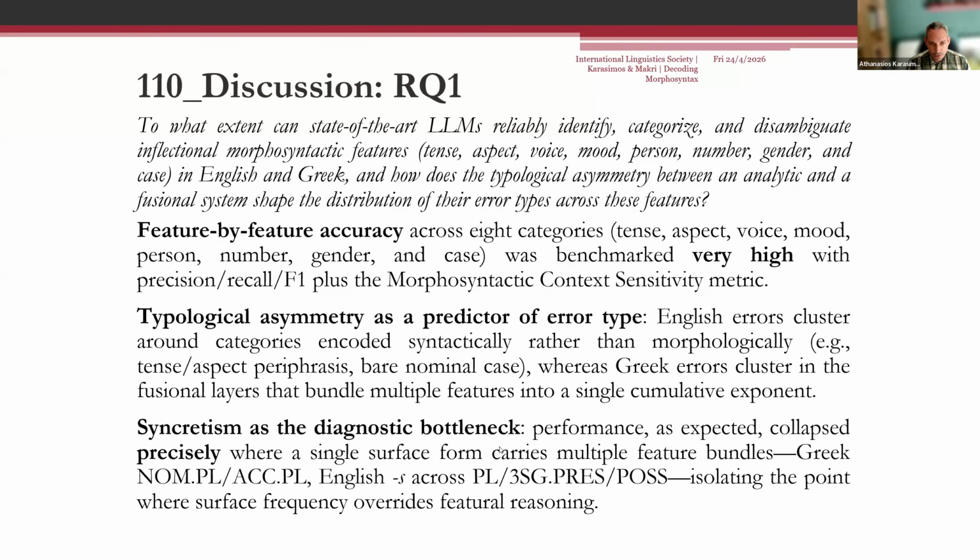And of course, syncretism is a diachronic bottleneck, so the performance, as expected, collapsed precisely where a single surface form carries multiple feature bundles, like in Greek, which can be nominative plural or accusative plural, with gender also included, or the English plus s, which can in some cases be confusing between plural, third person singular in present simple, or the possessive version of the noun.